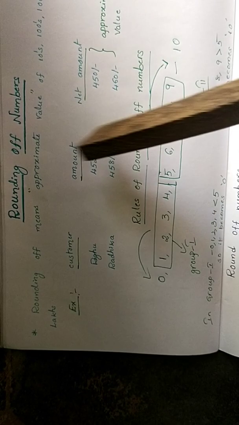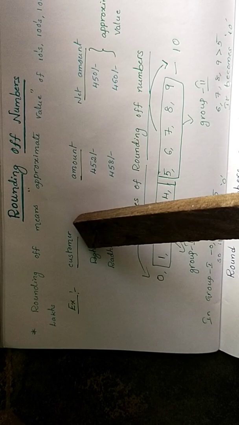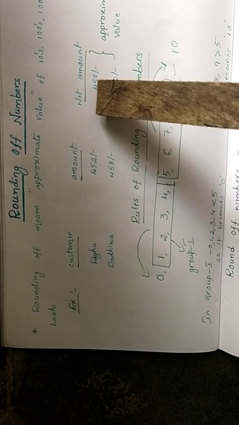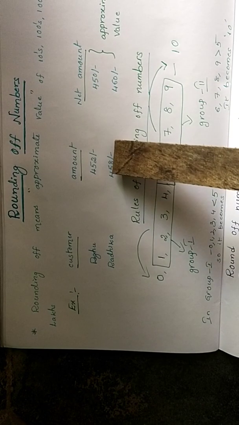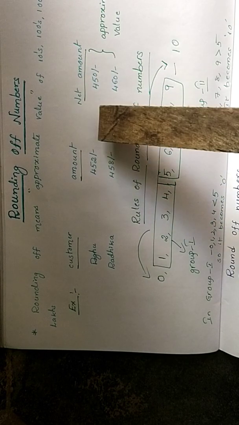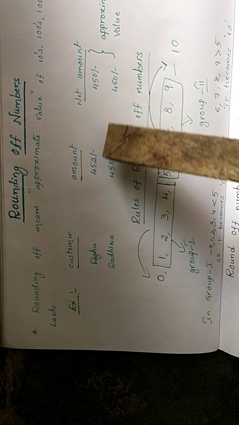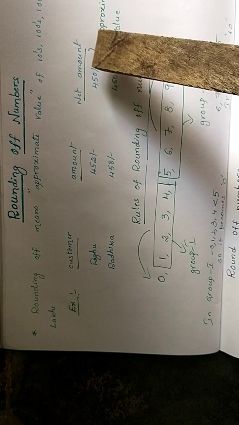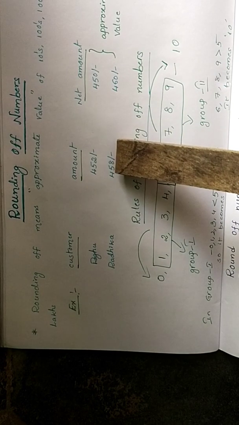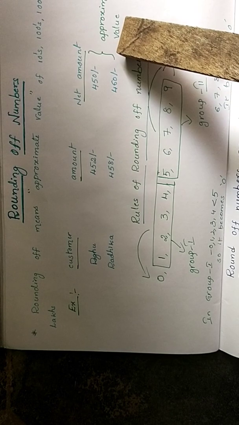Okay. Now I will tell you one small story. Two friends. Suppose you are Raghu and Radhika. Two friends went shopping, and Raghu purchased 452 rupees of household things, and Radhika also purchased 458 rupees of things. But here the shopkeeper didn't have change. The shopkeeper doesn't have change for 2 rupees. That's why the shopkeeper took the amount 450. Here also, Radhika actually purchased 458 rupees, but the amount she paid was 460 rupees.